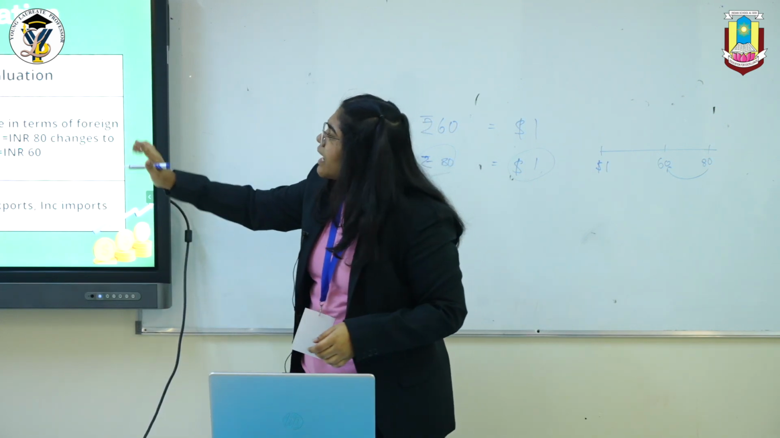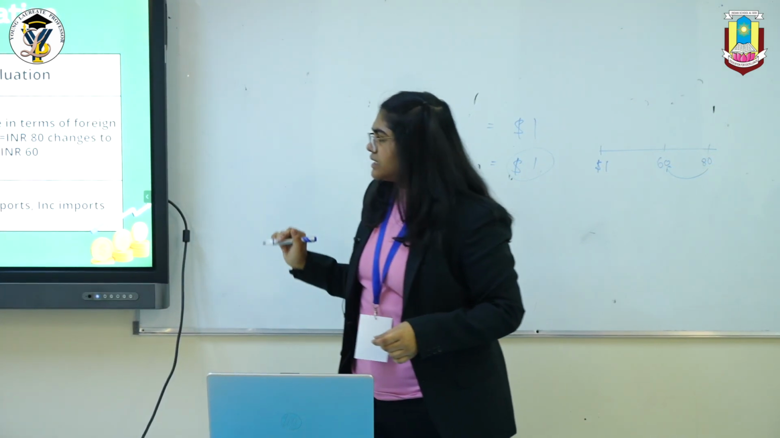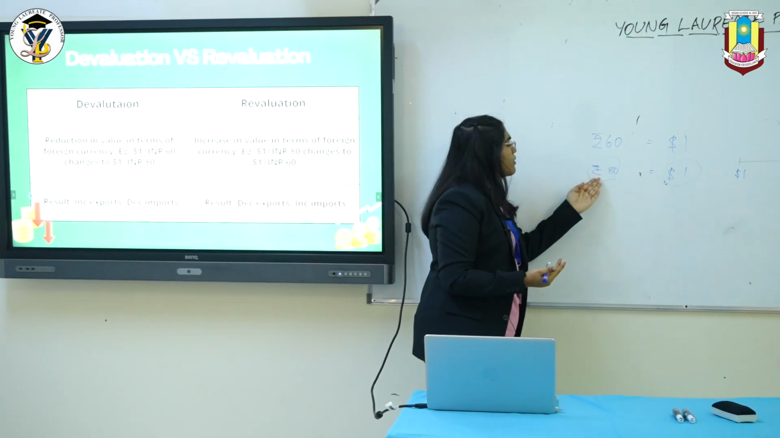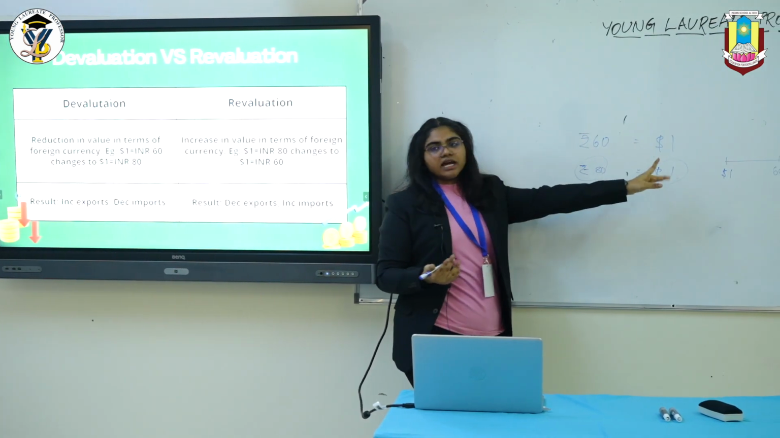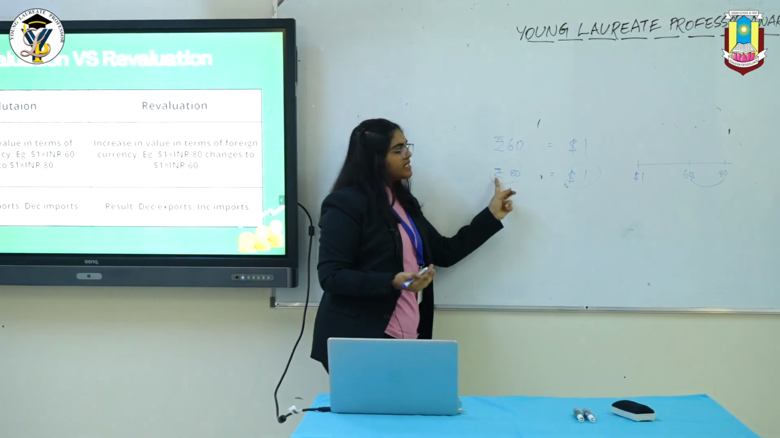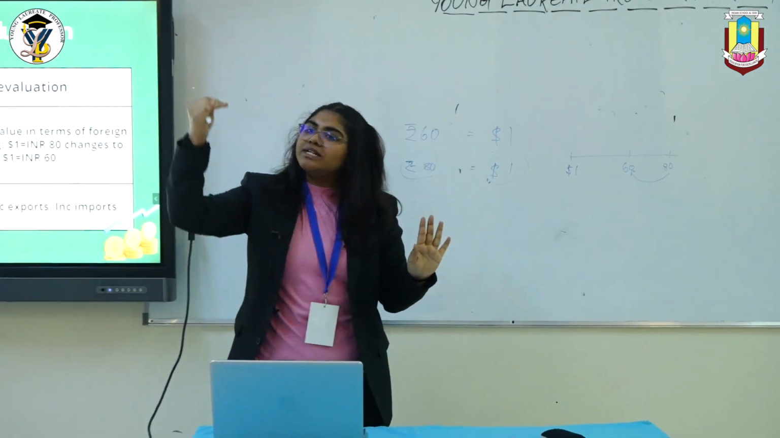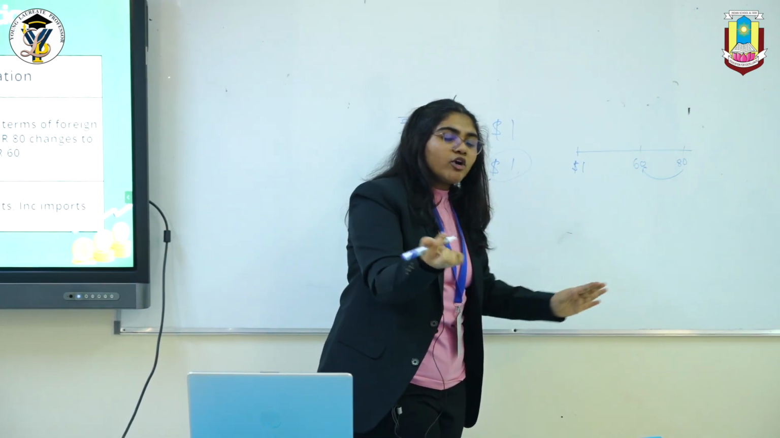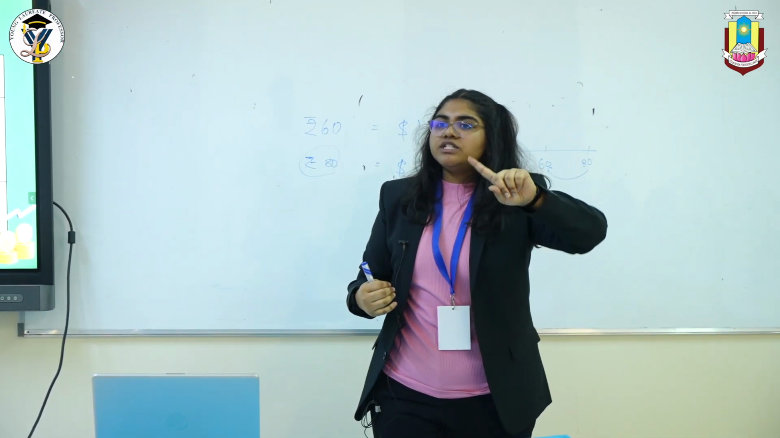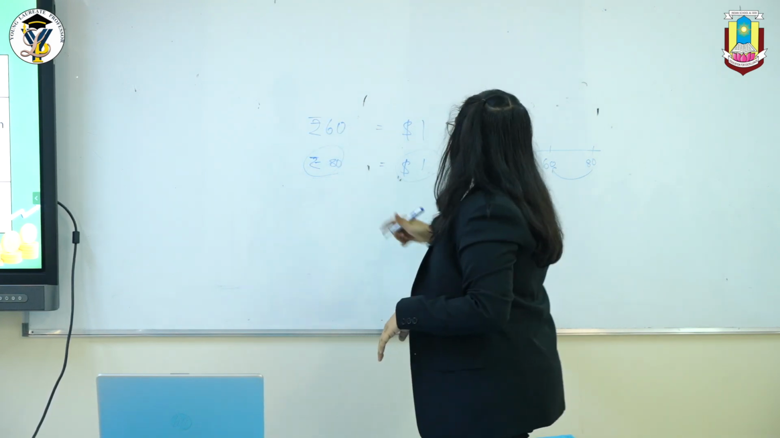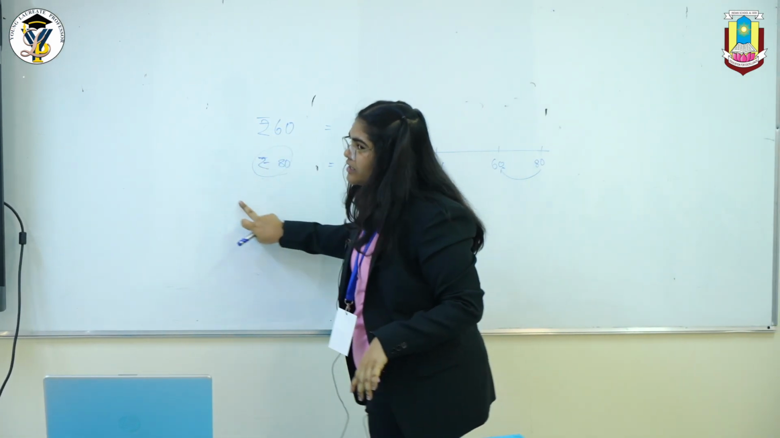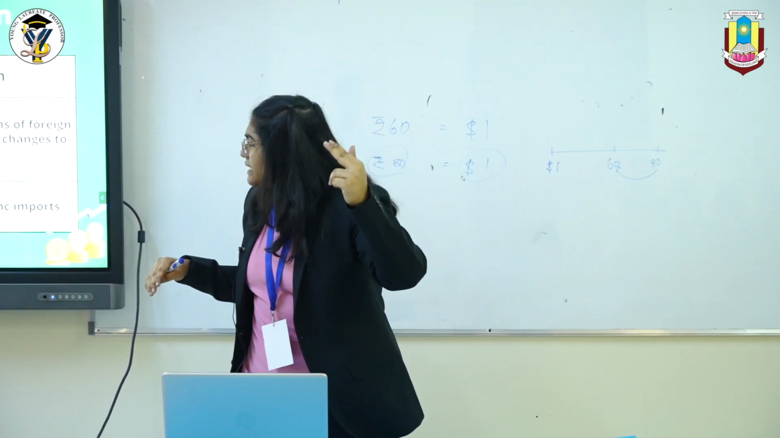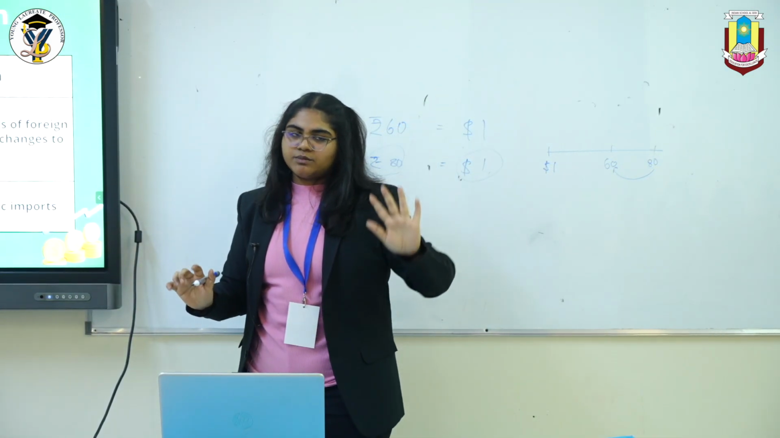Now, what happens when the value of domestic currency decreases? Decrease in imports. Why? Because we will have to pay more now. Earlier only 60 rupees I had to pay. Now I have to pay 80 rupees. I don't want to pay more, so I will decrease my imports. Increase in exports. Why? Because our domestic goods become cheaper for foreign countries. They only have to pay $1 to get goods worth 80 rupees. So goods become cheaper for them. So decrease in imports, increase in exports.